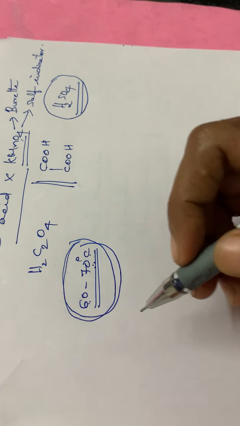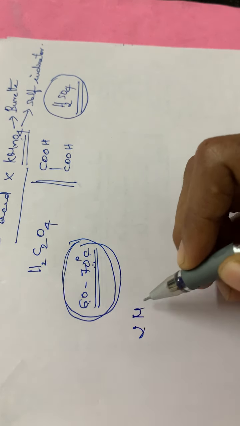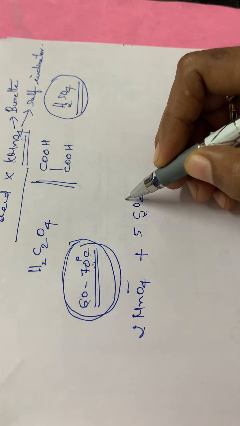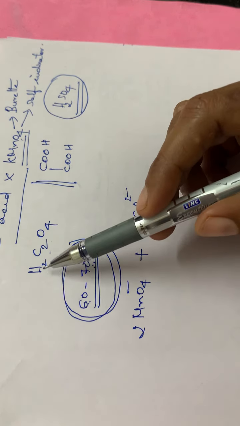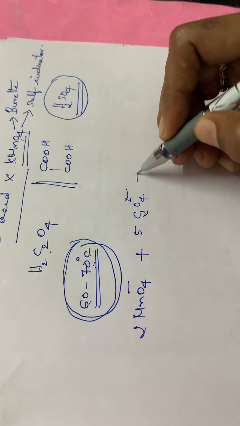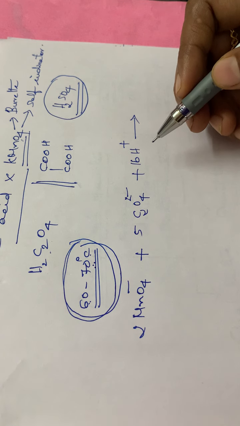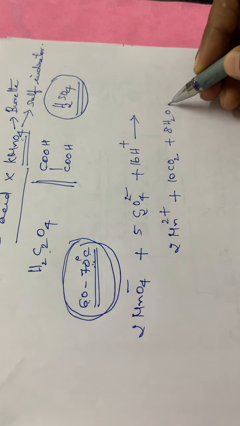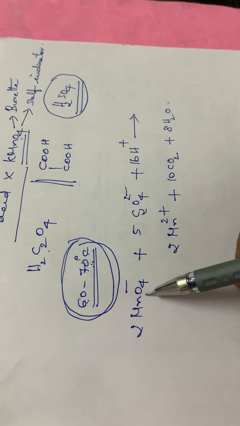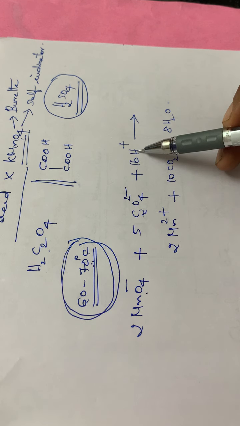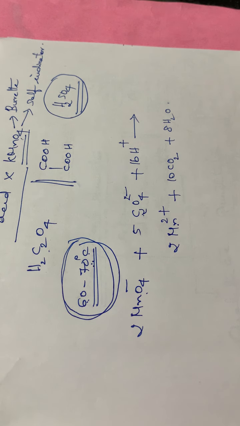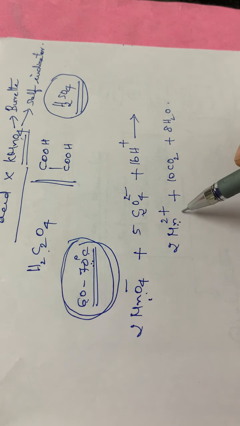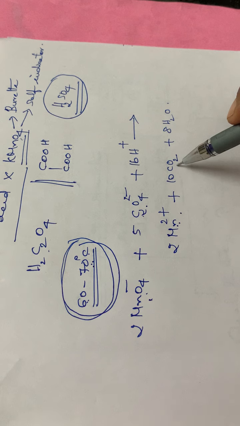Please write down the reaction between oxalic acid and potassium permanganate: 2MnO4 minus, where MnO4 minus can simply be written as KMnO4, plus 5C2O4 2 minus, which is H2C2O4 written in ionic form, plus 16H plus in the presence of sulfuric acid, giving the products 2Mn2 plus, 10CO2 and 8H2O. Here KMnO4 is reduced, Mn7 plus to Mn2 plus, and oxalic acid is oxidized to carbon dioxide and water.